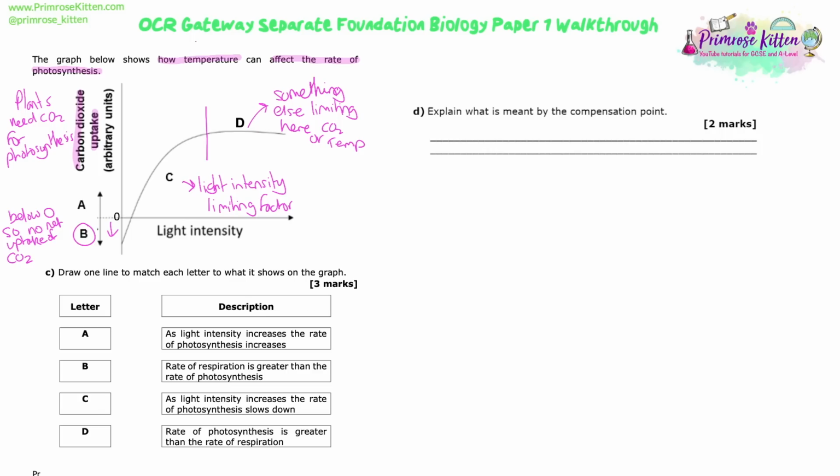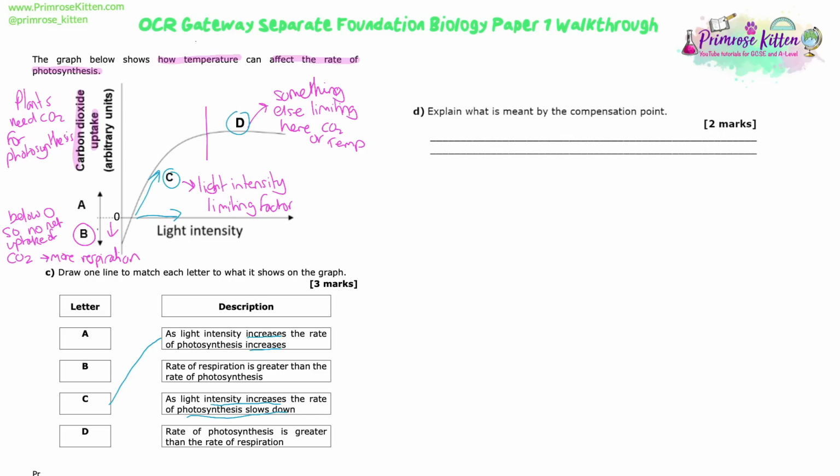And so the putting out of carbon dioxide happens through respiration. As light intensity increases, the rate of photosynthesis increases. Well, we said that was C, and that makes sense because as you go along the x-axis, increasing light intensity, the line on C is going up, and we're increasing the rate of photosynthesis as well.